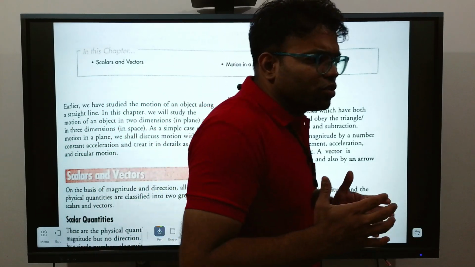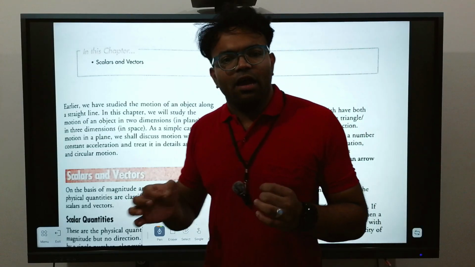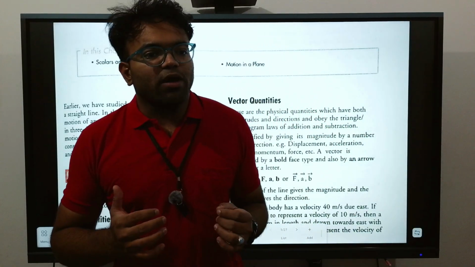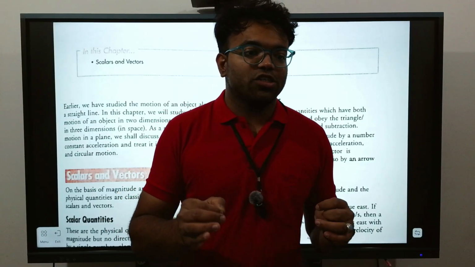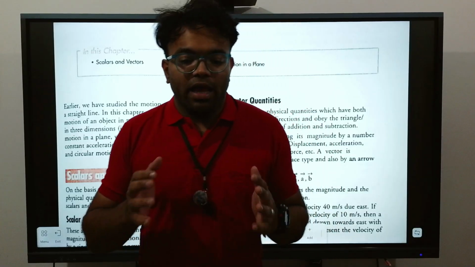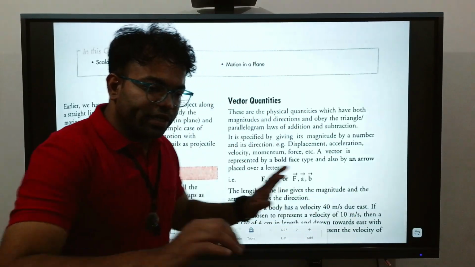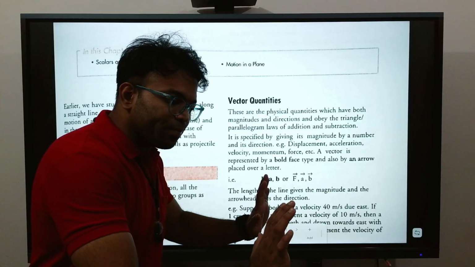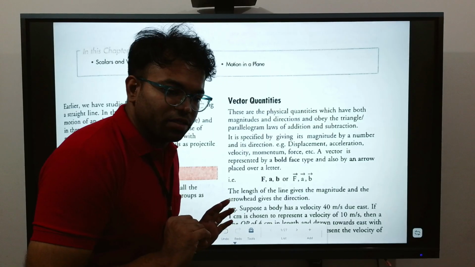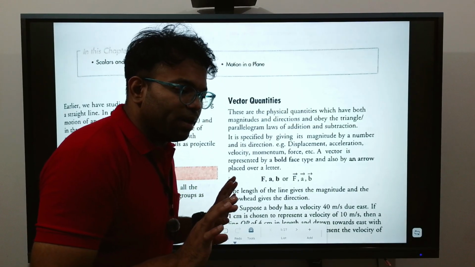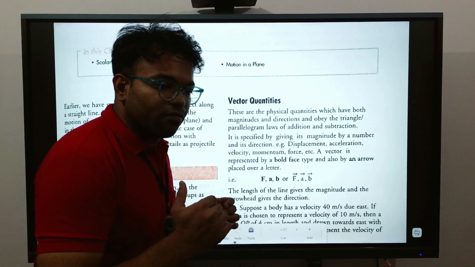But force, we also learned this in ninth class, right? Force is a vector quantity. Why? Because it depends on where the force is actually acting, right? For example, if I place a force of 10 newtons in this direction, where will the table move? It will move in the direction of the force.